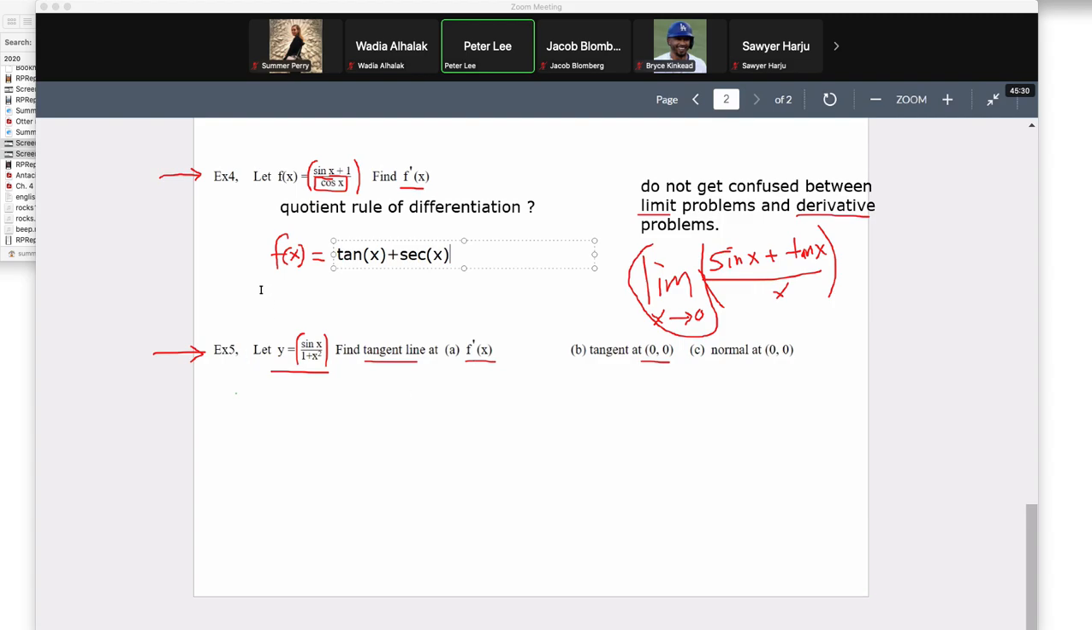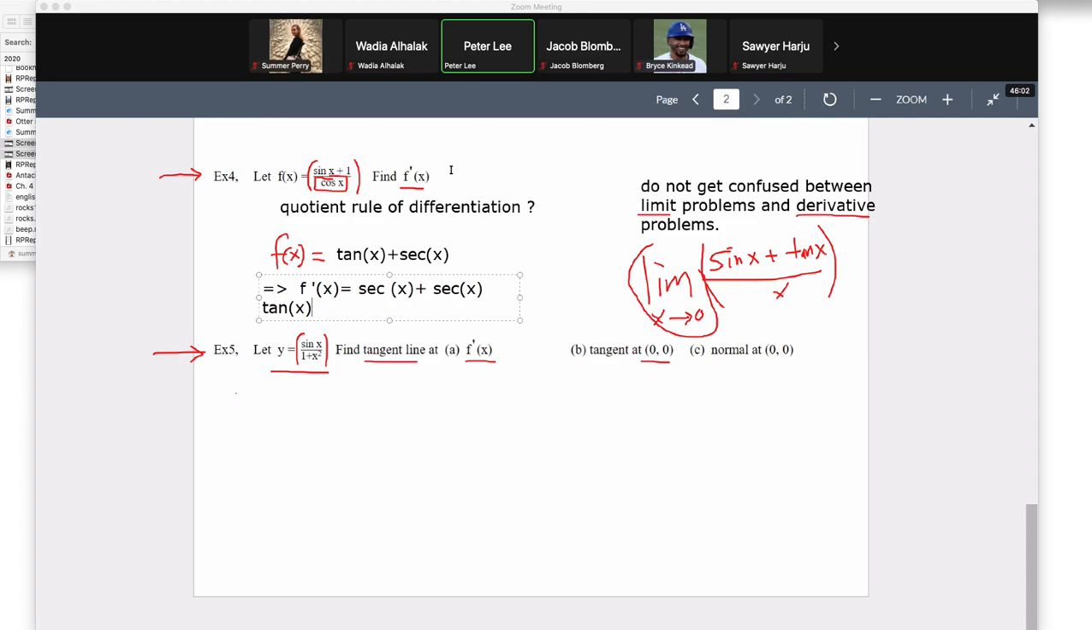So what is the derivative here? I can do that because this is so simple now. f prime of x is equal to the derivative of tangent x, which is secant squared x, plus the derivative of secant x, which is secant x times tangent x.